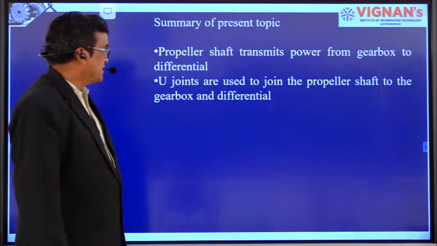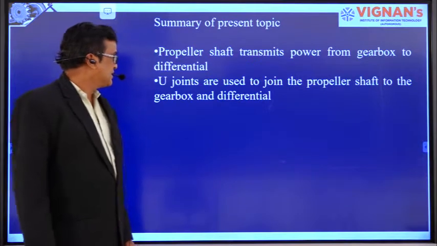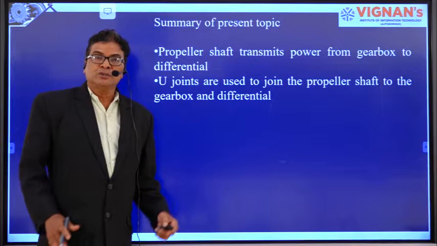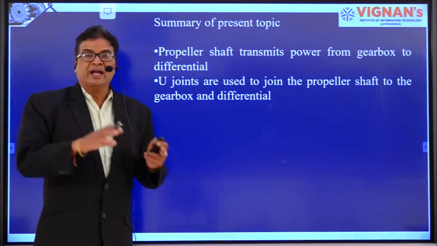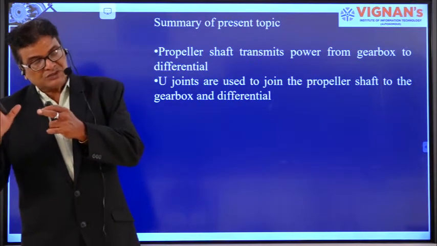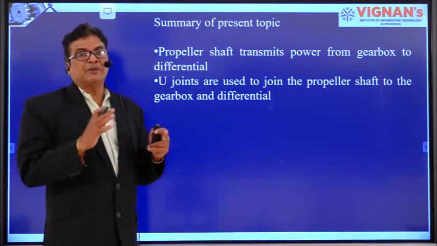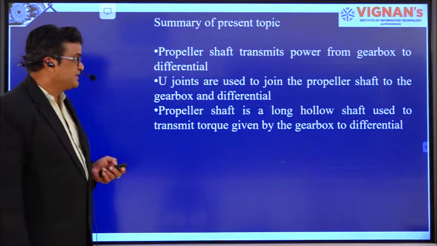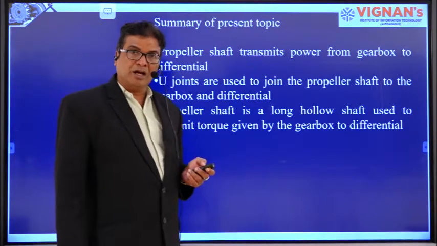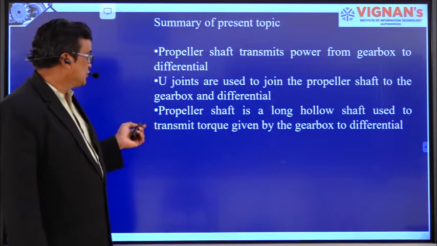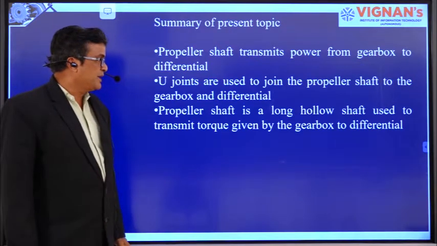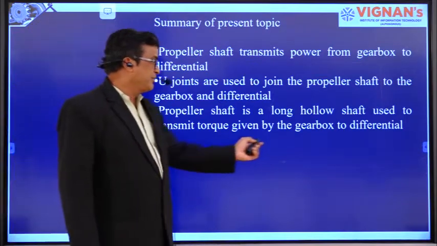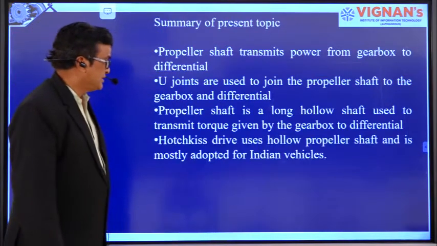U-joints or universal joints are used to join the propeller shaft to the gearbox and differential. The propeller shaft is fixed to the gearbox on one side and to the differential on the other side with the help of universal joints on either side. Propeller shaft is a long hollow shaft used to transmit torque given by the gearbox to the differential.